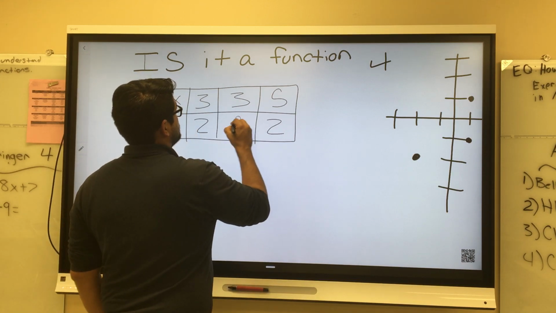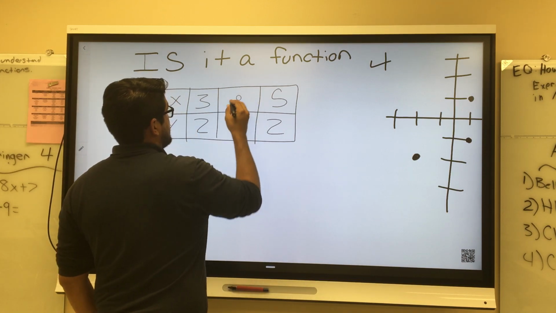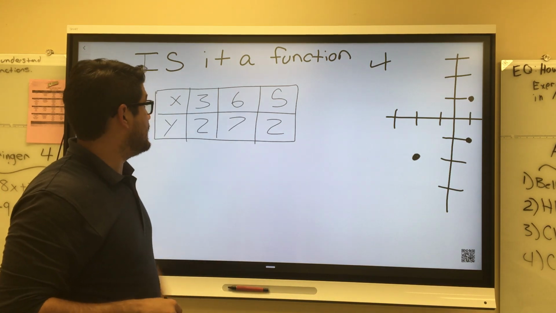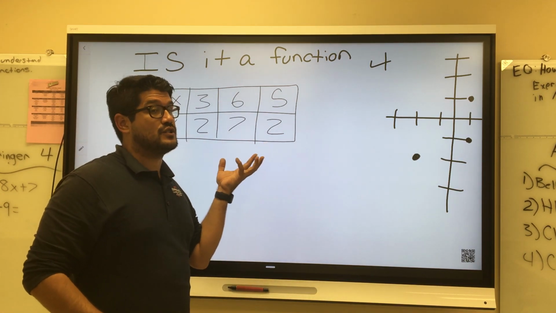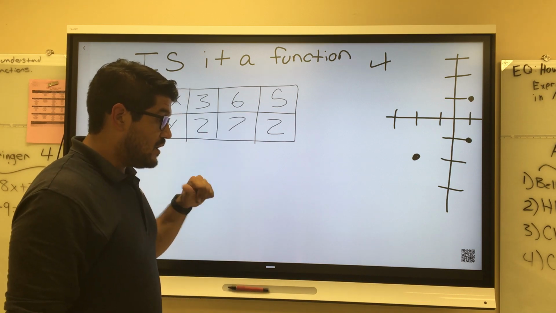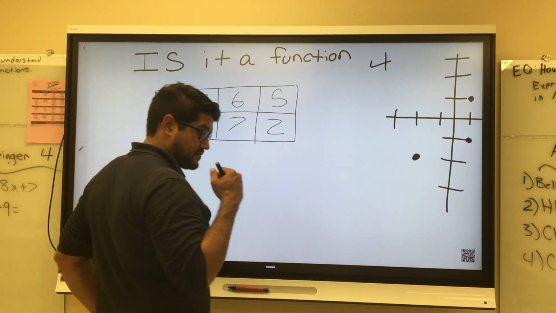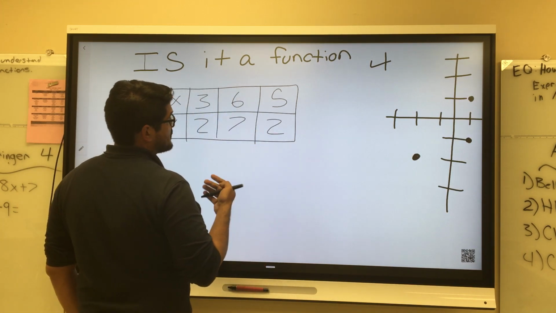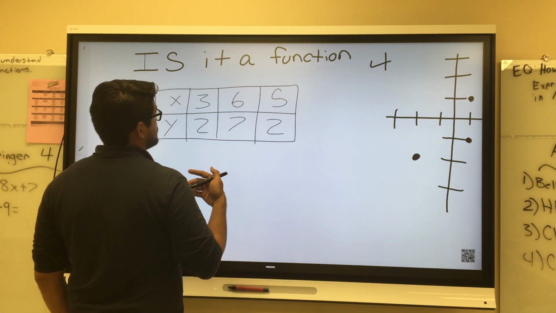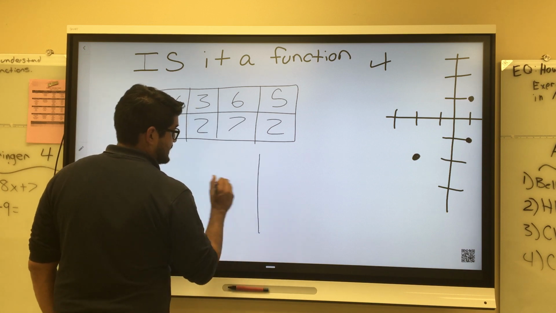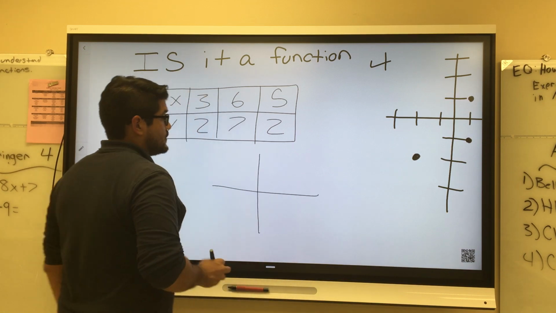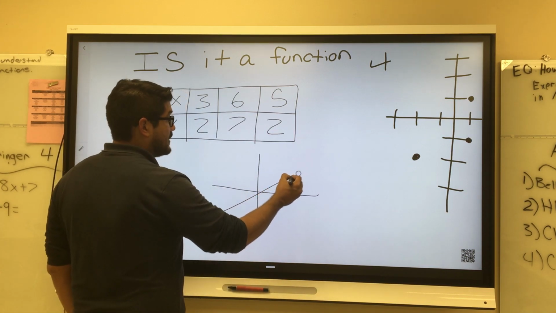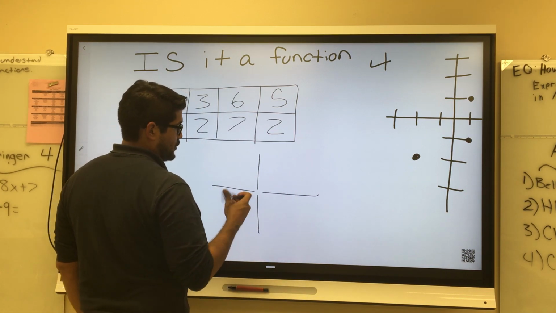So this cannot be that. So this can be 6 and 7. That's totally allowed. Now yes, the y can repeat. This is still a function. So that's allowable. On a graph, to make sure that this is a function, you have to just do the vertical line test. So if this is a straight line, then yes, that is a function. That's a linear function, but it's a function for sure.